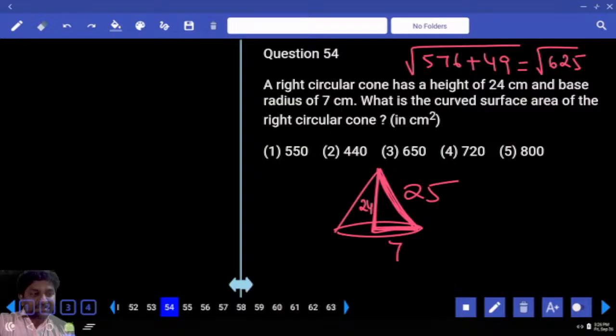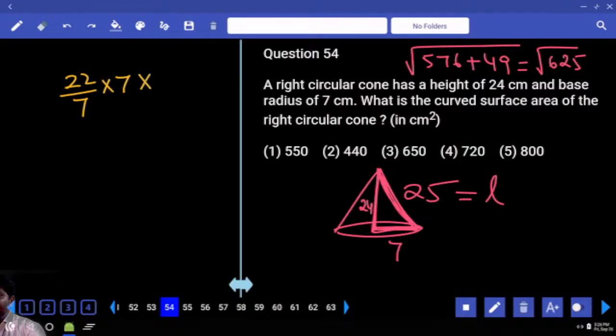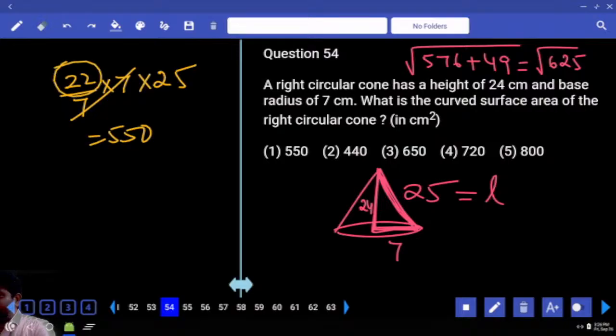Now the question is about the curved surface area of the cone, which is pi r L. L is equal to slant height. Pi 22 by 7, r is 7, slant height 25, 7 gets cancelled. 22 times 25 will be 11 times 2 times 25, 2 times 25 is 50, 11 times 50 is 550.